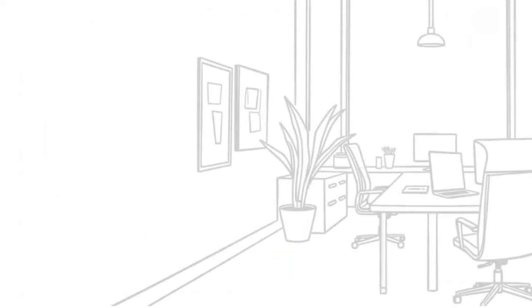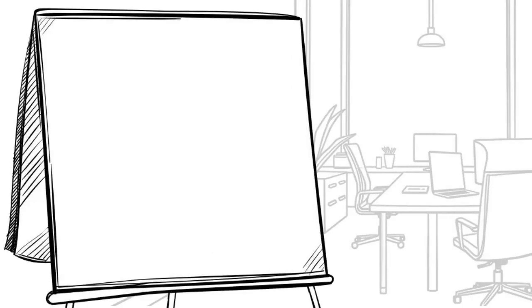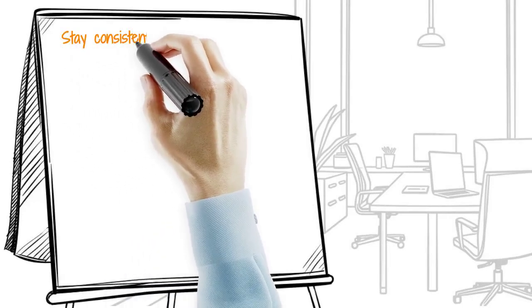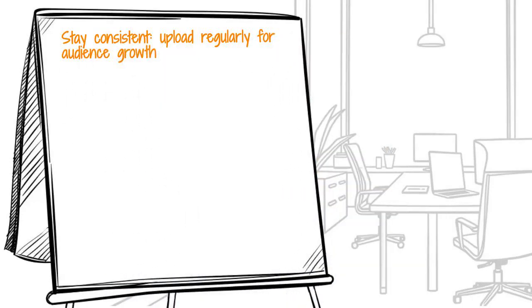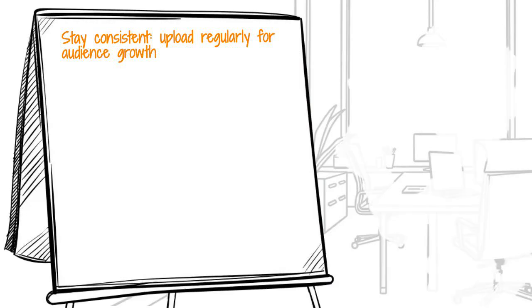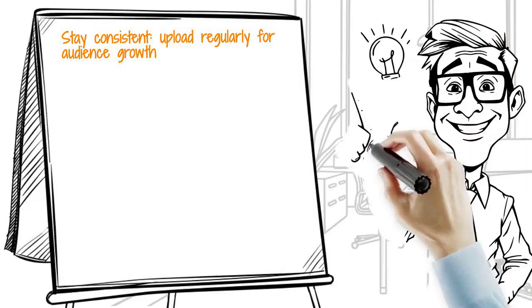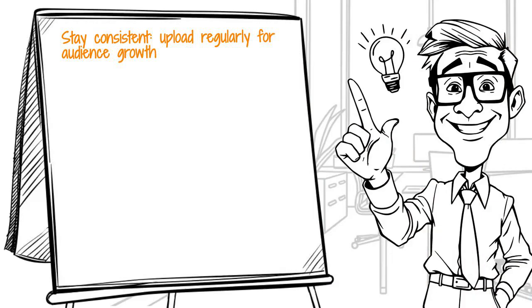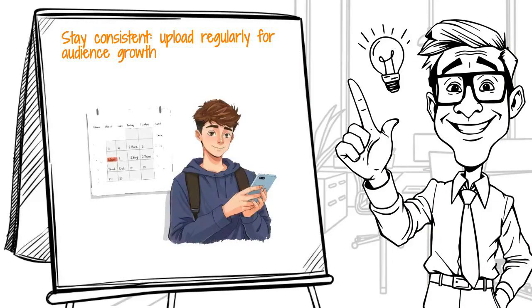Consistency is key. Aim to upload regularly to establish a presence and maintain audience interest. Remember, building a successful affiliate marketing channel takes time and patience. By following these steps, you can successfully create faceless content in affiliate marketing without needing to step in front of the camera.